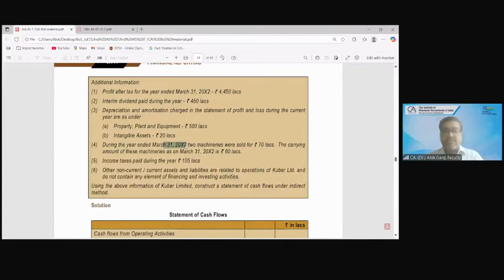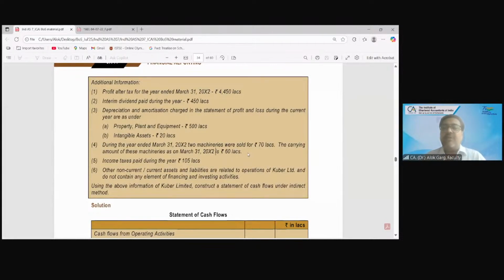During the year ended 31st March, two machineries were sold. PPE opening and closing balance was given. You remember it was increasing. Depreciation of PPE is also given. And it is giving some information that two machineries were sold for rupees 70 lakh. 70 lakh rupees have been received. The carrying amount of these machineries as on 31st March 20x2 is 60 lakhs. So the carrying value of the machinery sold is given. For 60 lakh rupees of machinery, the net block has been reduced, but the money has been received at 70 lakh rupees.